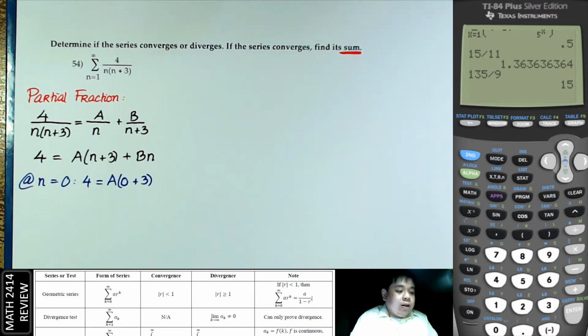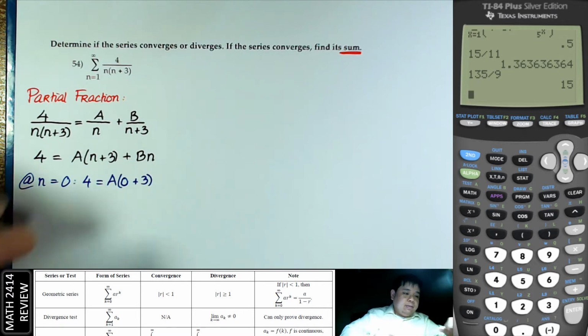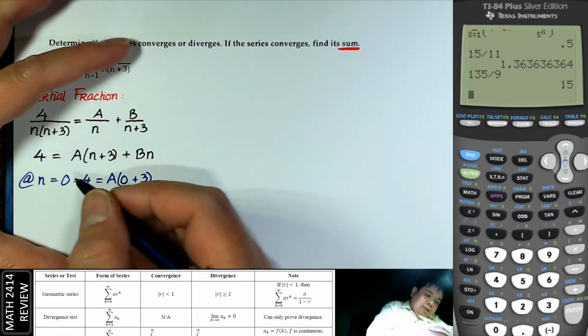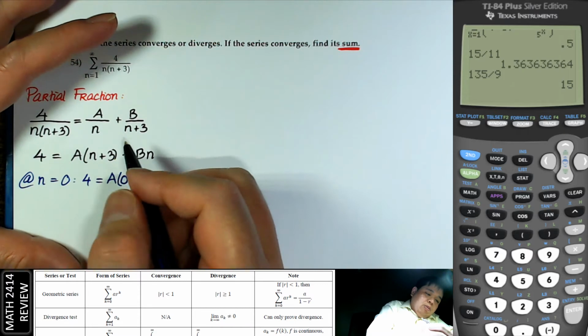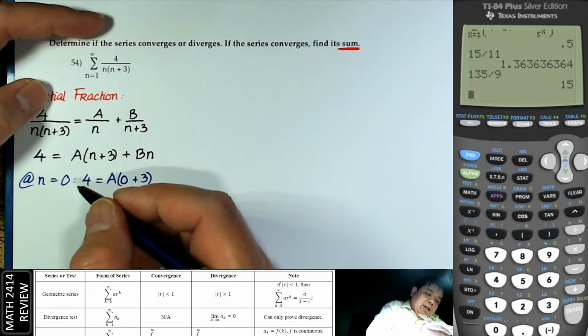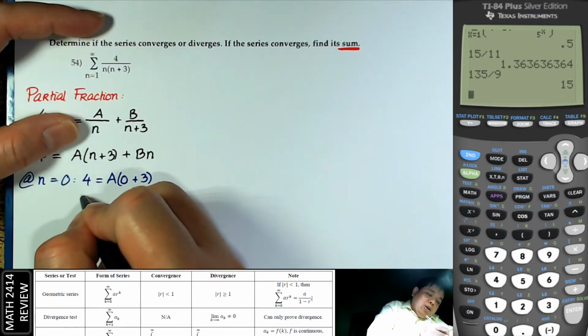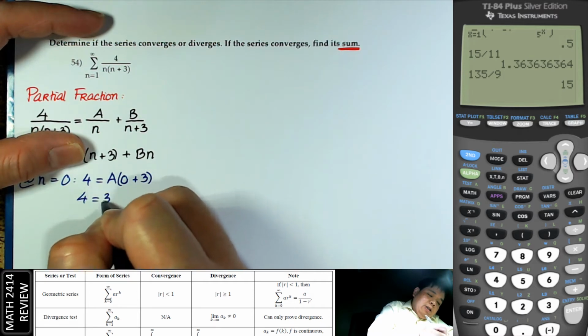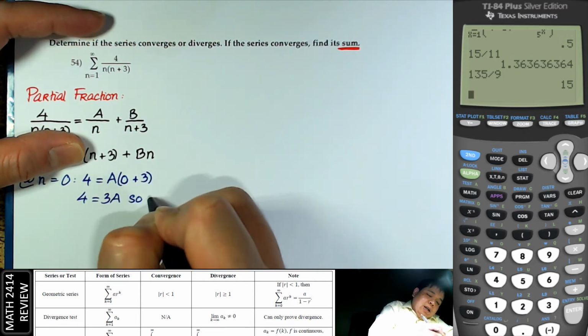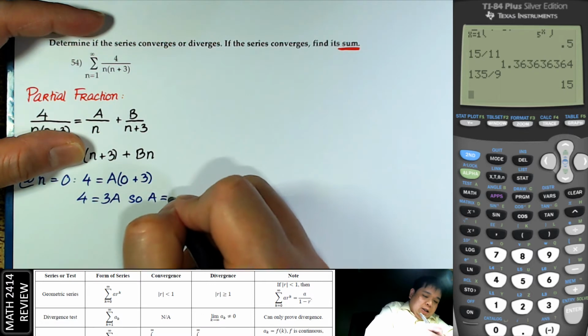Right, so that's what we have. So 3a is equal to 4. So a is 4 over 3.